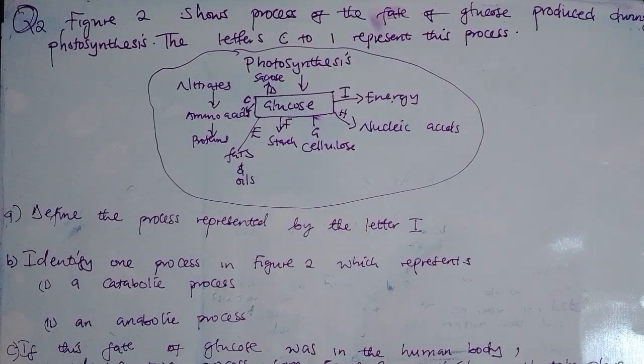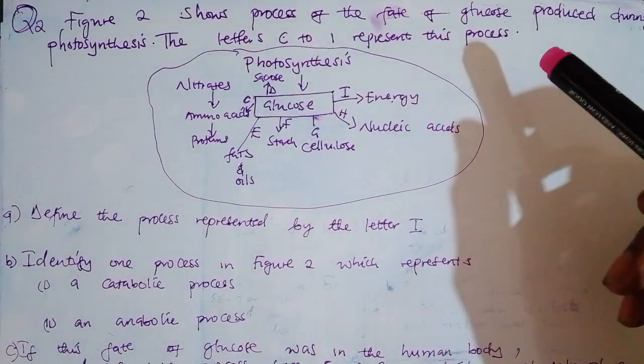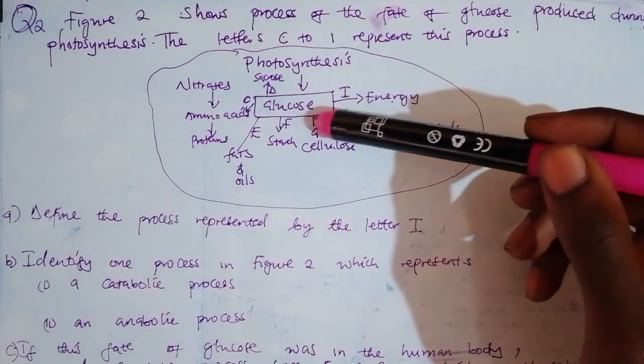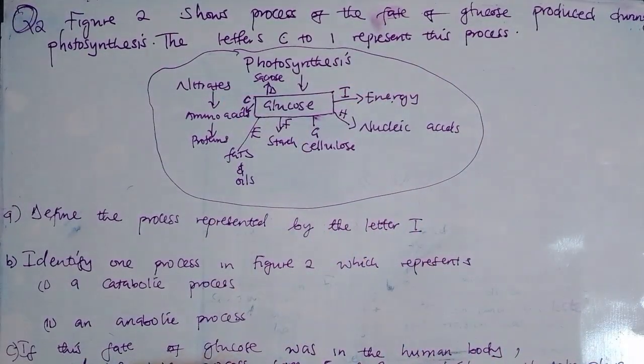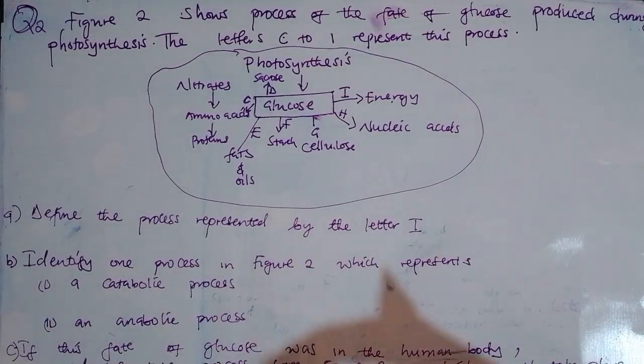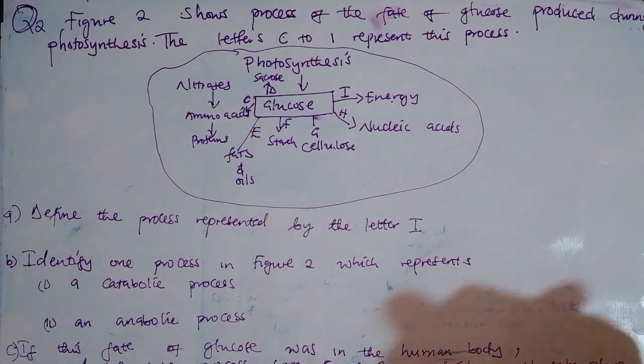So to begin, the question is saying figure 2 shows a process of the fate of glucose produced during photosynthesis. The letters C to I represent this process. So they are saying that these letters you are seeing, they are representing what? The fate of glucose, where glucose goes after it has been produced.